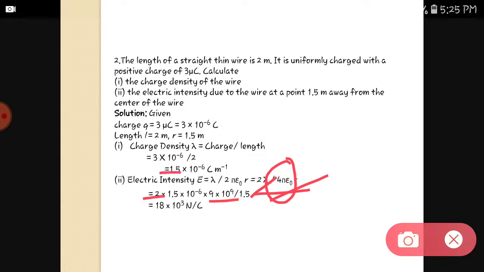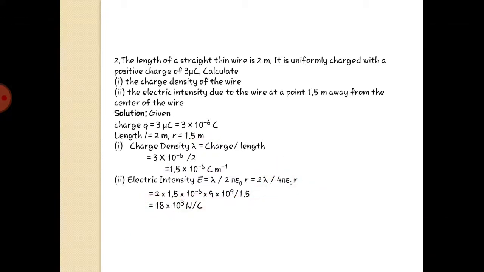What is lambda? We have calculated that, putting that in, divided by R. R is nothing but 1.5 meter, as they have given us. So we are getting the value as 18 into 10 to the power 3 Newton per coulomb.